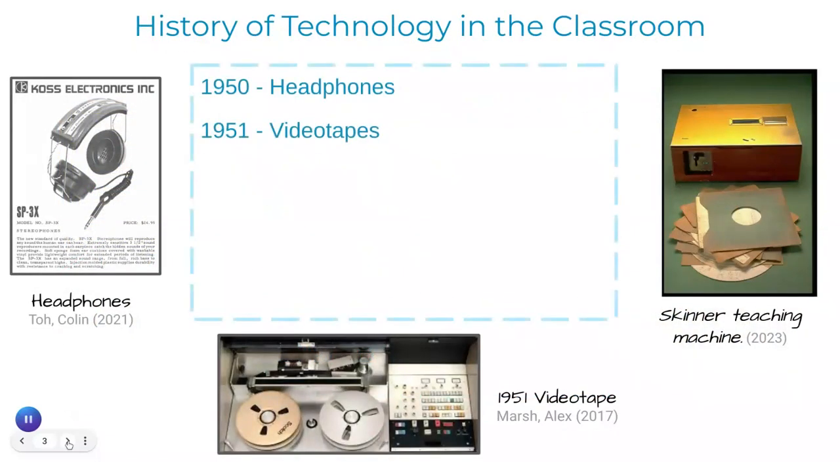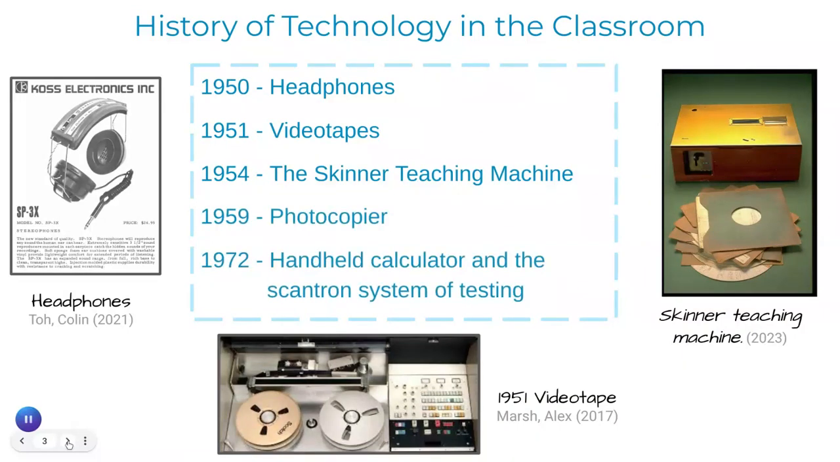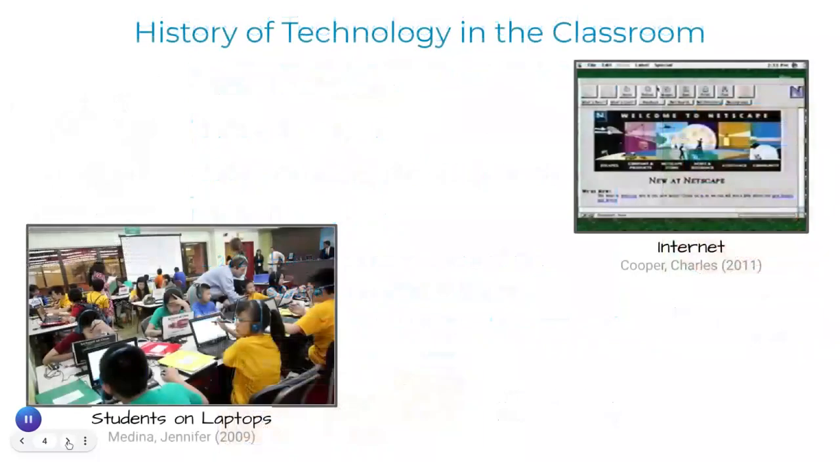In 1950, the very first headphones that were used in classrooms became available, followed up by videotapes in 1951. In 1954, a new psychological tool, the Skinner teaching machine, was created. The machine combined teaching and testing by providing reinforcement for correct answers, which would allow students to easily move on to the next lesson. From 1959 to 1972, photocopiers, handheld calculators, and the Scantron system of testing became additional tools to be used in the classroom.